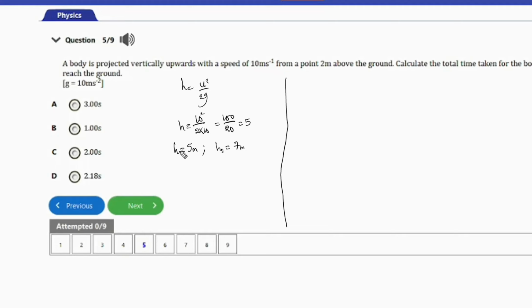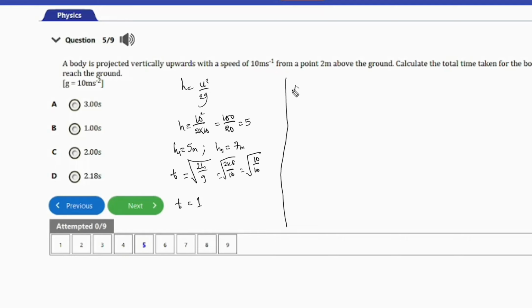Now to calculate the total time it will take to come down, we'll calculate first of all the total time it will take to reach the maximum height, and then the total time it will take to reach the ground. So for the total time it takes to reach the maximum height, t is equal to root 2h over g. So in that case, 2h is 2 times 5, then g is 10. So root 2h is actually root 10 over the g, which is 10. So that's root 1 and that's 1.